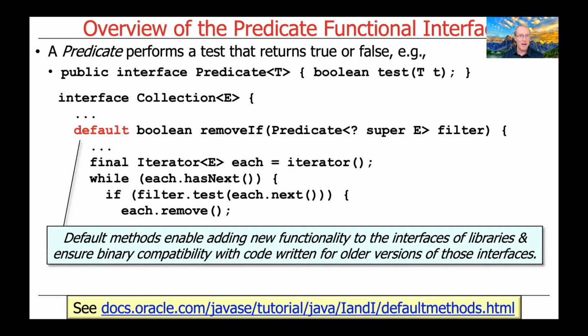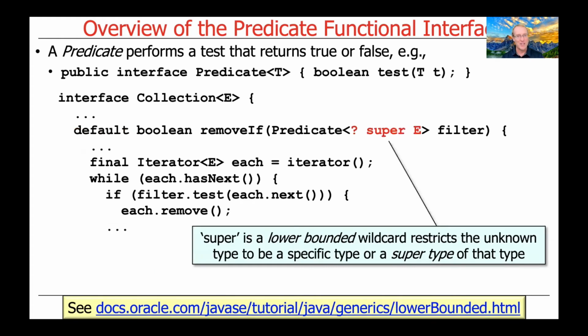Another thing to note here is that we use the default keyword. Default methods in modern Java interfaces, namely Java 8 and beyond, enable additional functionality to be added to the interfaces of libraries, thereby ensuring binary compatibility with code written for older versions of those interfaces. In earlier versions of Java, namely Java 7 and before, you couldn't provide implementations in an interface, only the declarations of methods. But with Java 8 and beyond, you can actually provide default implementations. And that's what Java does here.